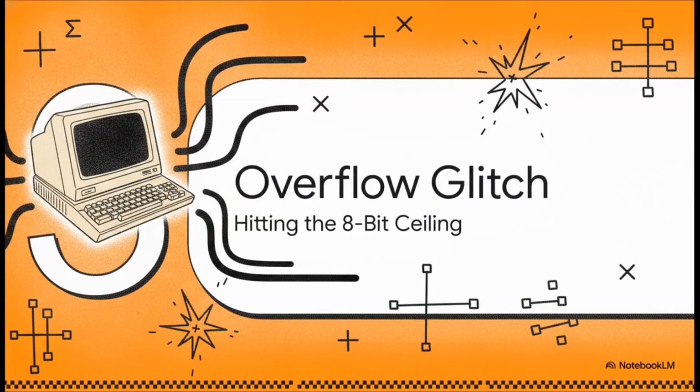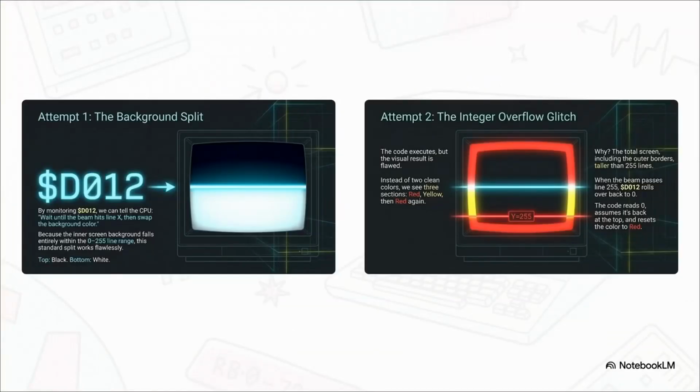Section 3. The integer overflow glitch, hitting the 8-bit ceiling. Even with the system silenced, developers slammed into a massive roadblock. Looking at this, you can see the mystery perfectly contrasted. Using our tracker works flawlessly for swapping colors on the inner background screen. You get a beautiful, clean horizon. But look what happens when you try to target the thick outer border. It causes a bizarre, glitchy 3-color split. It goes red, then yellow, and then red again at the bottom.